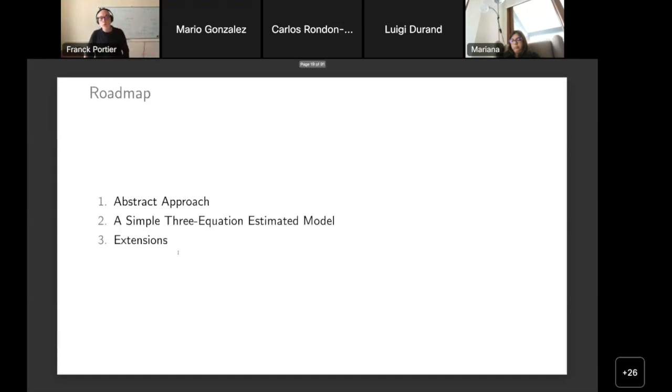So what I will do in the talk: first, I will use an abstract approach and explain exactly the kind of biases that we can have if we formulate monetary policy in a Taylor rule way. Then I will show how it matters in a simple three-equation model that I will estimate, and then I will show how it matters also in bigger models. So are there any clarifying questions at this stage? Happy to pause if needs be.